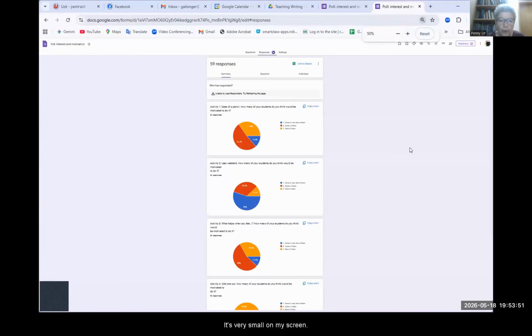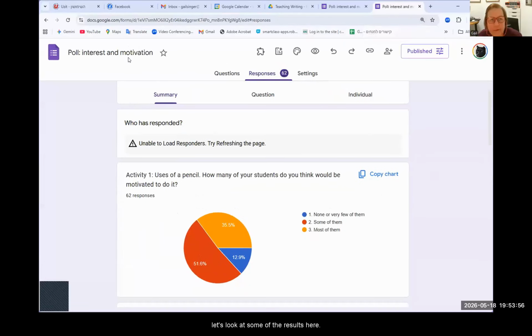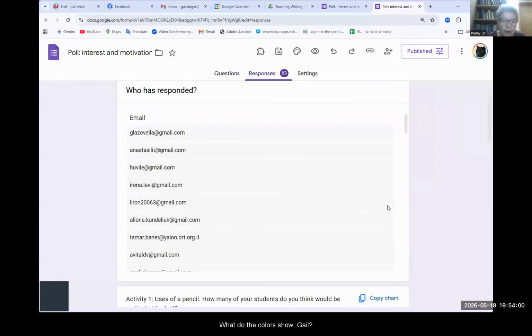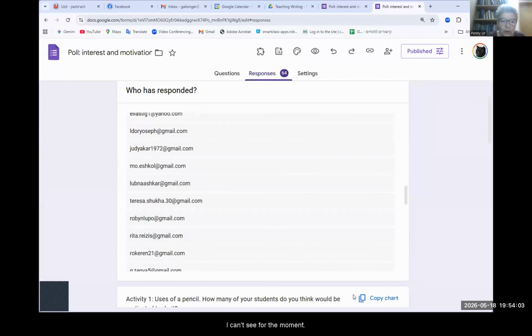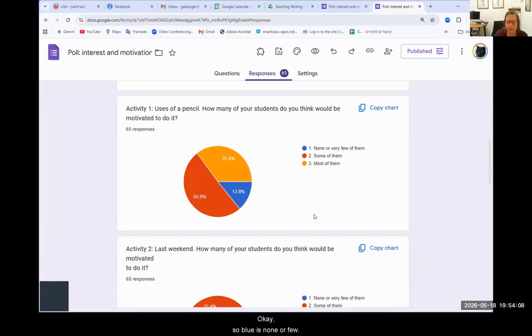It's very small on my screen. How do I make it bigger? I'll make it bigger. Thank you. Okay. Let's look at some of the results here. What do the colors show? Gail, I can't see for the moment. I know something jumped here. Okay, so blue is none or few. Donna is saying, could you let me in? She was disconnected. Okay, so I'm watching the Zoom. Can you see, admit Michelle, for the one, I've been admitting.